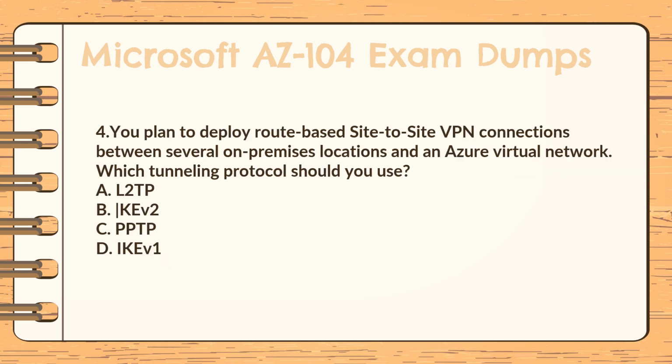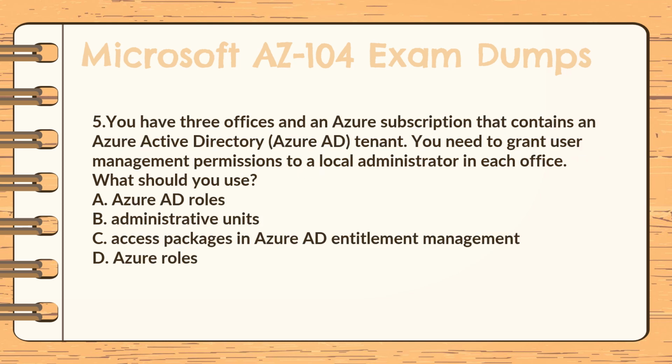4. You plan to deploy route-based site-to-site VPN connections between several on-premises locations and an Azure virtual network. Which tunneling protocol should you use? A. L2TP B. IKEv2 C. PPTP D. IKEv1.